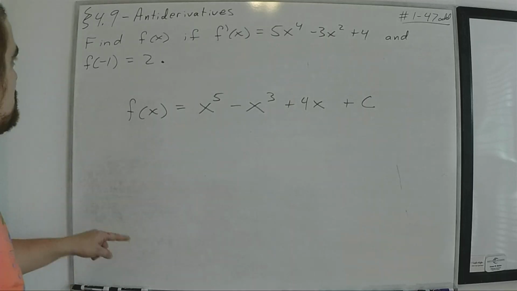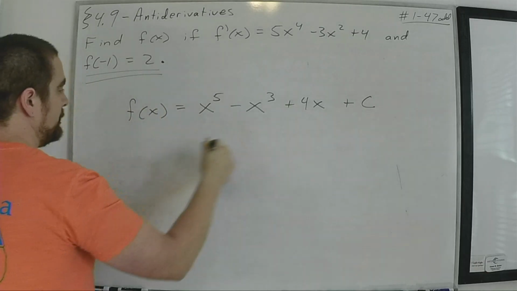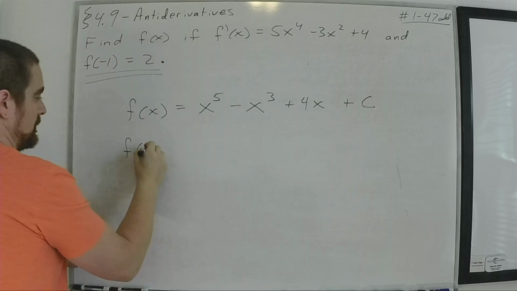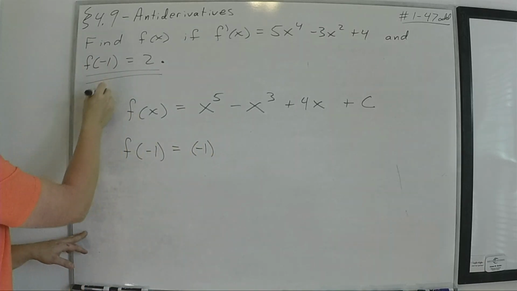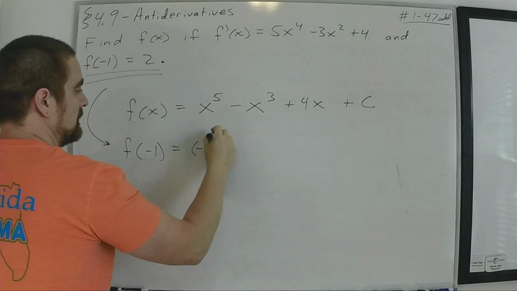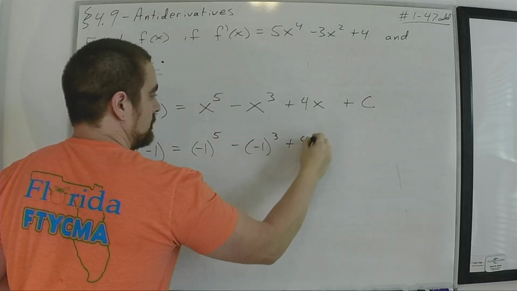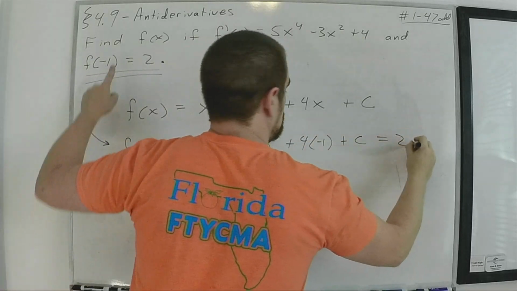But now I have the information that says f of negative 1 must equal 2. So I have my general form of my function f, but now I also get to use this piece of information that says if you plug in negative 1 into this function f, it will equal 2.